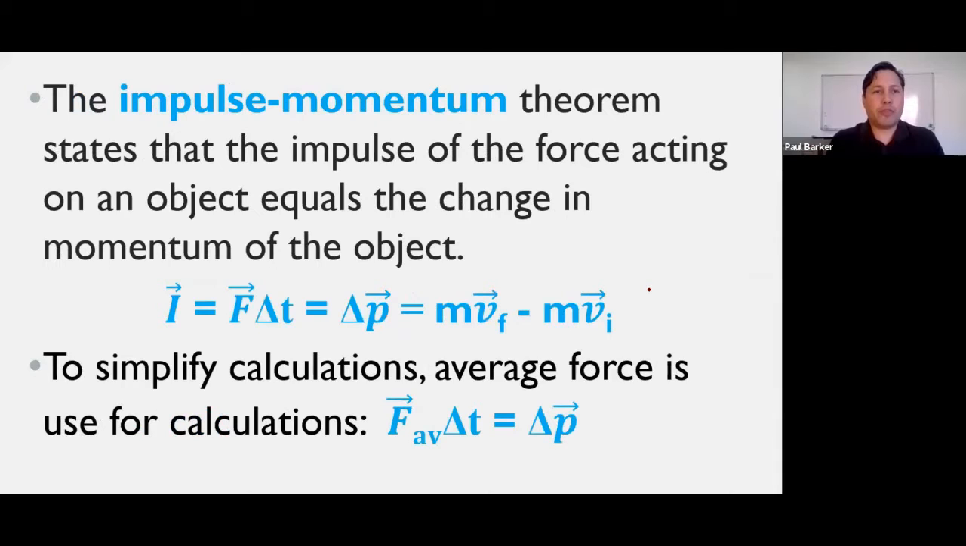The impulse-momentum theorem states that the impulse of the force acting on an object equals the change in momentum of the object. So impulse is the same thing as force times time, which is also the same as the change in momentum, which is mass times final velocity minus mass times initial velocity. All of those are vectors, so whether they're going to the left or to the right, positive or negative, is important. To simplify these calculations, the average force is used, so average force times time is equal to the change in momentum.